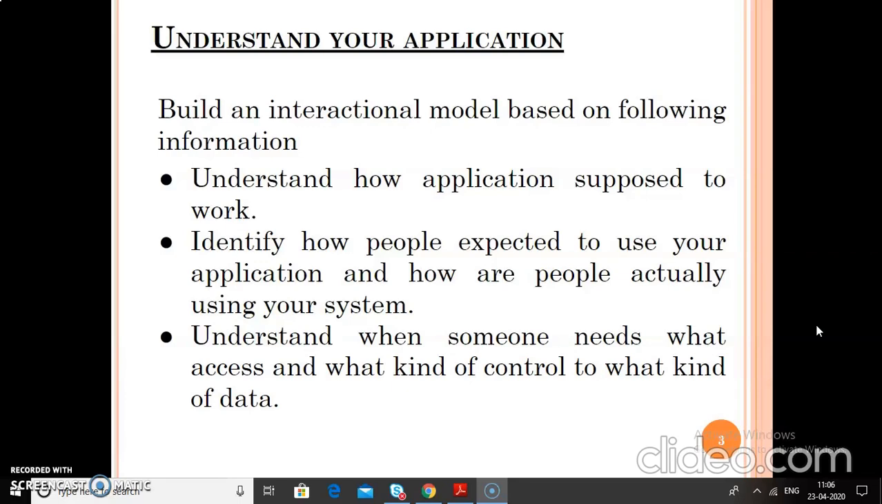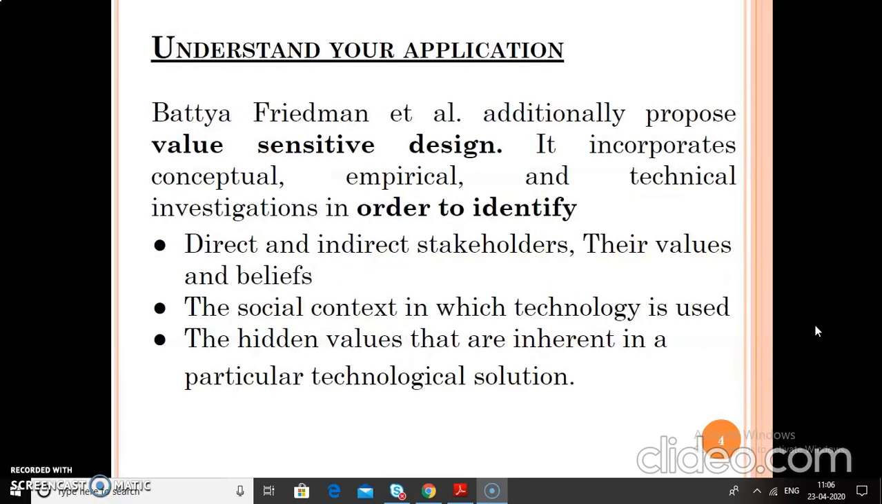So what is expected? We have to focus on how people expect you to use your application and how people are actually using your application. We have to also understand what kind of data we should share and what kind of data sharing or data controlling mechanism will be there with the application.